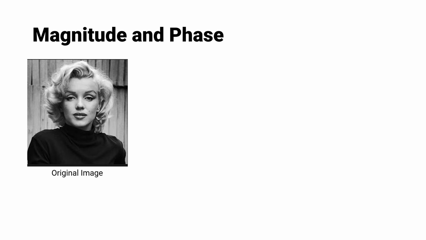So let's take this image of Marilyn Monroe, and what we will do is take the Fourier transform of this image, and we will basically just utilize the magnitude, and we will set all the phase values to 0. Essentially, we are throwing out the phase value, and we will take the inverse Fourier transform of that image. I want you to pause the video for a second and think about how that would look.